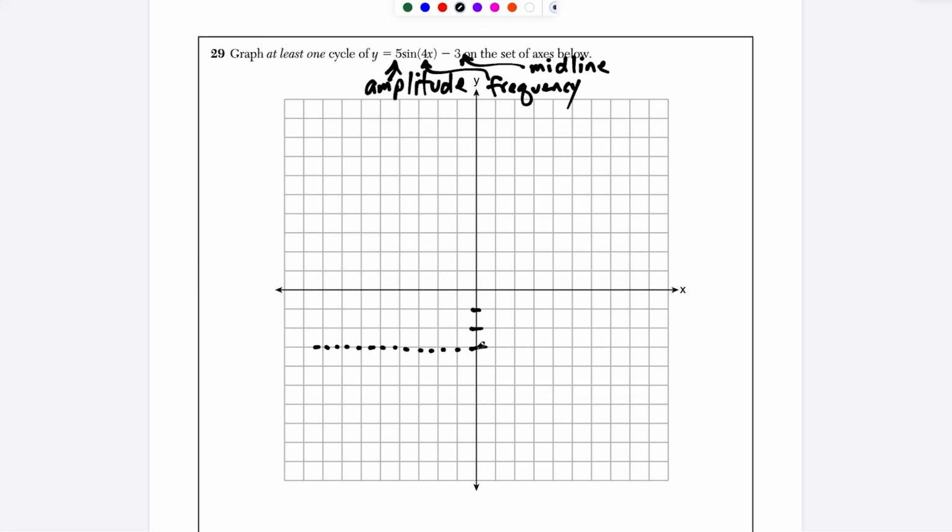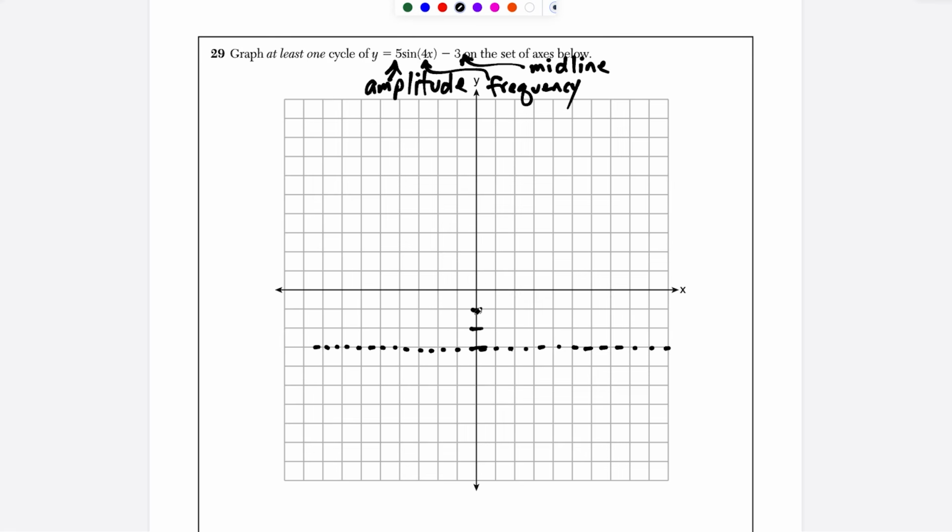Okay, so this is the halfway point of the sine curve. And then the next thing to know here is the amplitude. This tells us how high up and down to go. So for the amplitude, we count 5 up from the midline and we go 5 down from the midline.